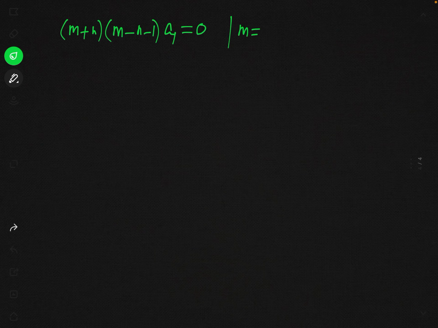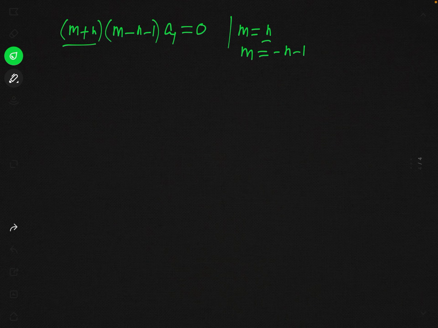So you can easily write the coefficient of x to the power m minus 1, and that you have seen, this is just (m plus n) into (m minus n minus 1) into a1, and this will be equal to 0. Now you can see, as we have obtained just now, that m has two values. First one is m equal to n, and second value is m equal to minus n minus 1.